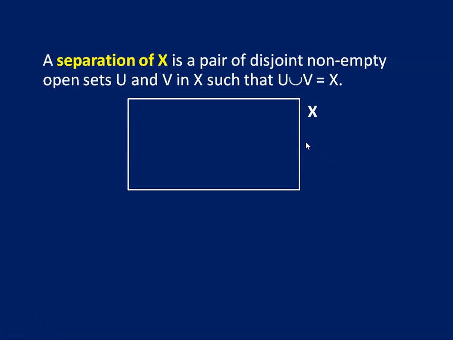So what is a separation? Suppose we have a space X here. This space X has a separation if there exist two disjoint non-empty open sets U and V such that U union V is equal to whole X.